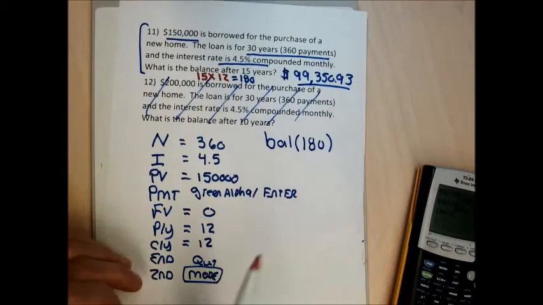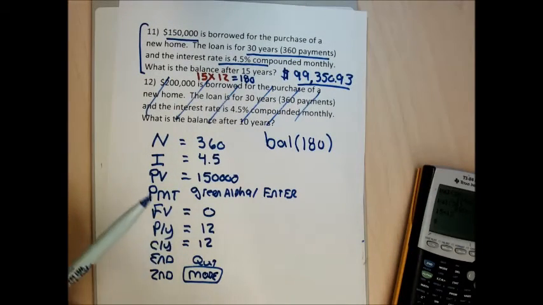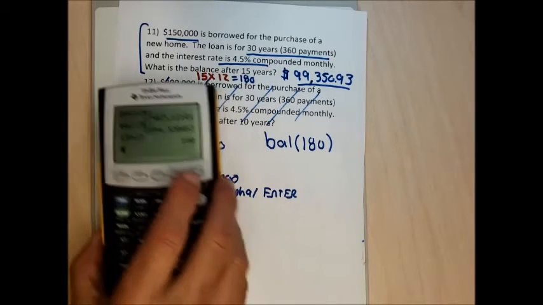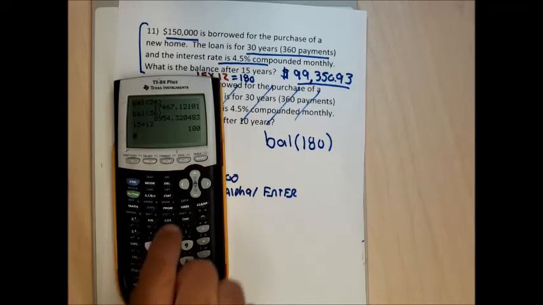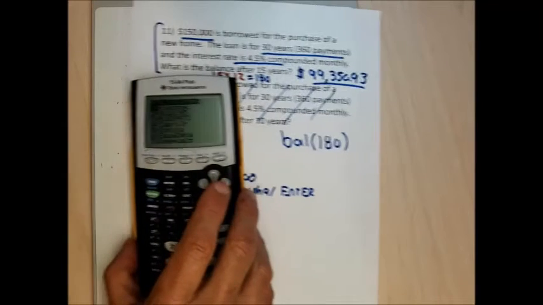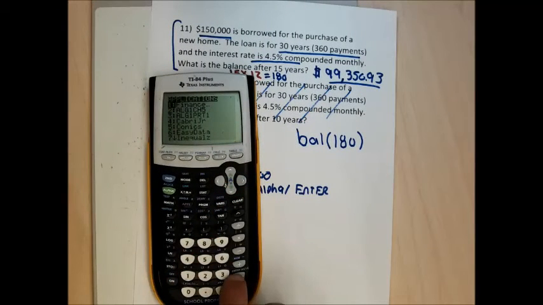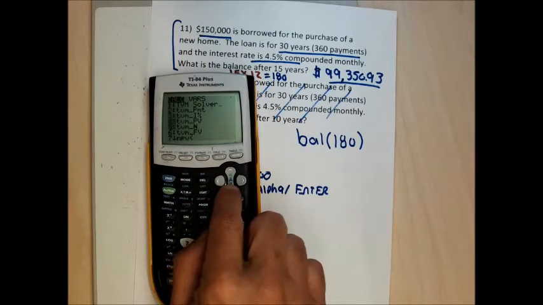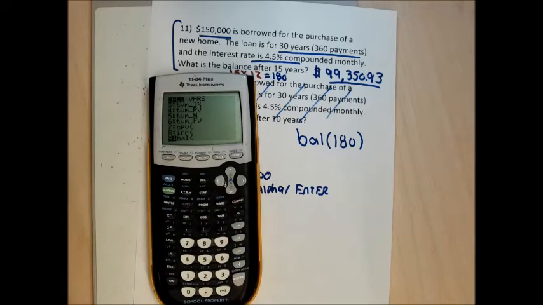How do I do balance 180? It's not so particularly hard to do. To do balance 180, I hit the apps button. I hit enter on finance. I scroll down to BAL. I hit enter on BAL.